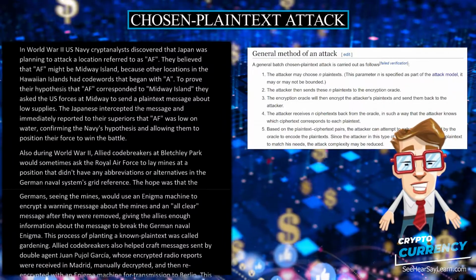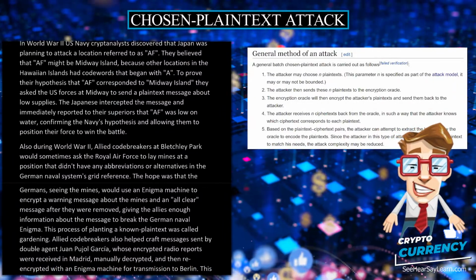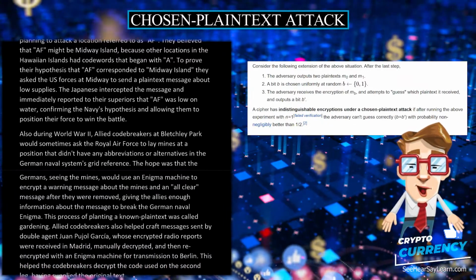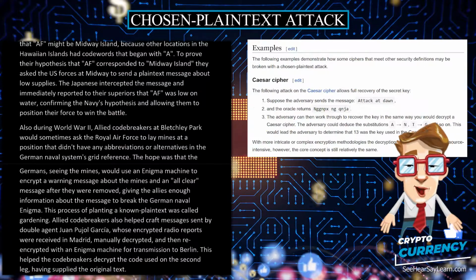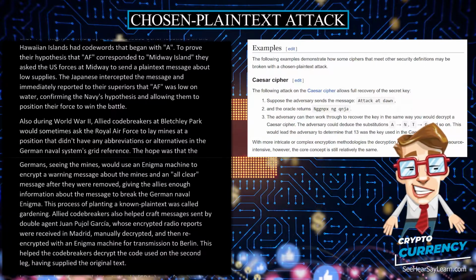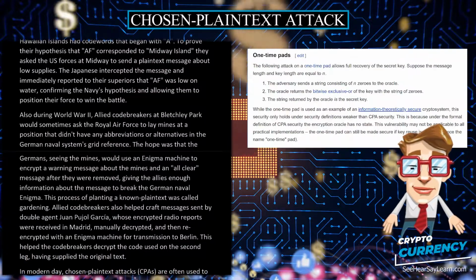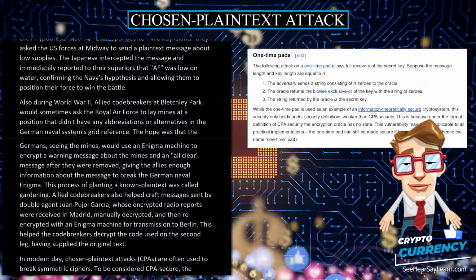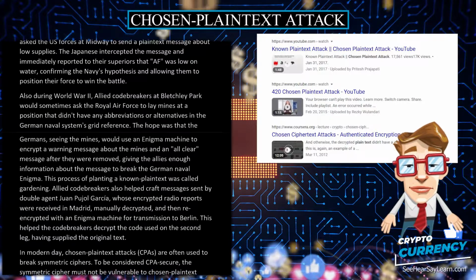Allied codebreakers also helped craft messages sent by double agent Juan Pujol Garcia, whose encrypted radio reports were received in Madrid, manually decrypted, and then re-encrypted with an Enigma machine for transmission to Berlin. This helped the codebreakers decrypt the code used on the second leg, having supplied the original text.